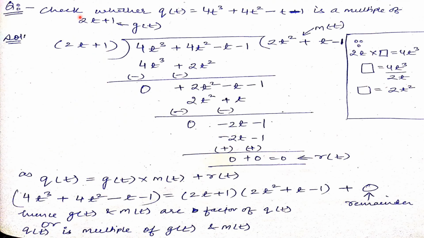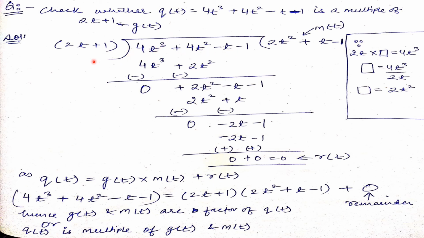This question is, check whether Qt equal to 4t cube plus 4t square minus t minus 1 is a multiple of 2t plus 1 or not. We have to check whether this number is a factor of this or this number is a multiple of this. Same process, we will take this Gt as divisor and Qt as our dividend. I told you in the last step also, whenever we assume it is not fixed, question may change the variables. So don't confuse it with quotient. This time this Qt is your dividend. Okay. So it is written over here.